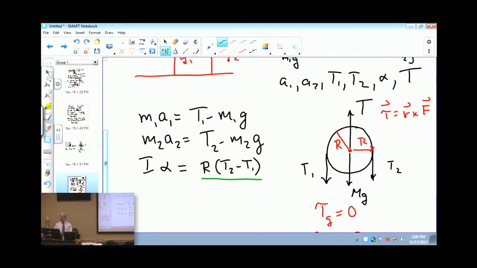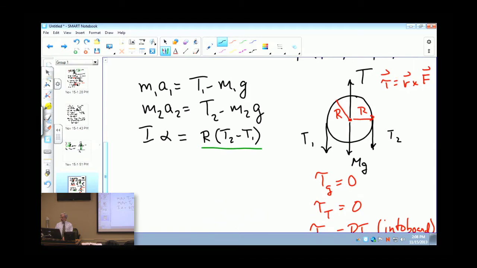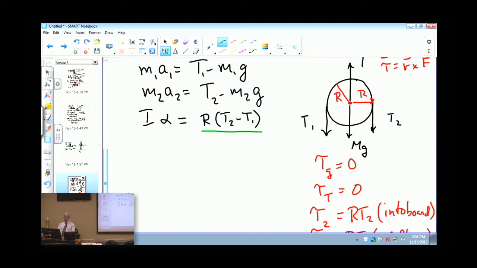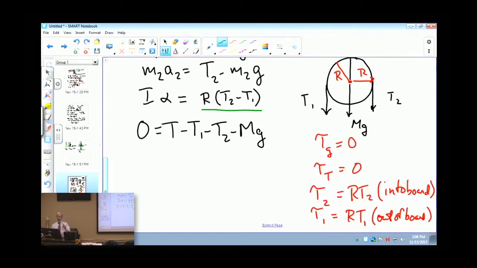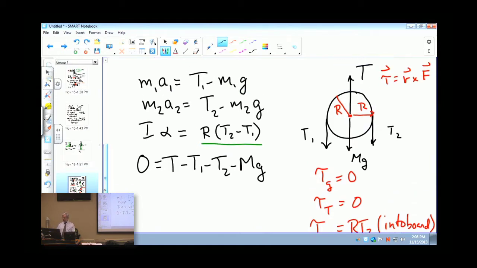All right, now we've got 6 things that we need to know. We're not quite done. We need 3 more equations here. There was another equation, which is the balance on that pulley. Is the pulley accelerating up or down? No. So there's a net 0 acting on the pulley, up or down. So we have T minus T1 minus T2 minus mg. So the tension in the rope that hangs the pulley from the ceiling is going to be equal to T1 plus T2 plus mg. So that's the equilibrium of the pulley.